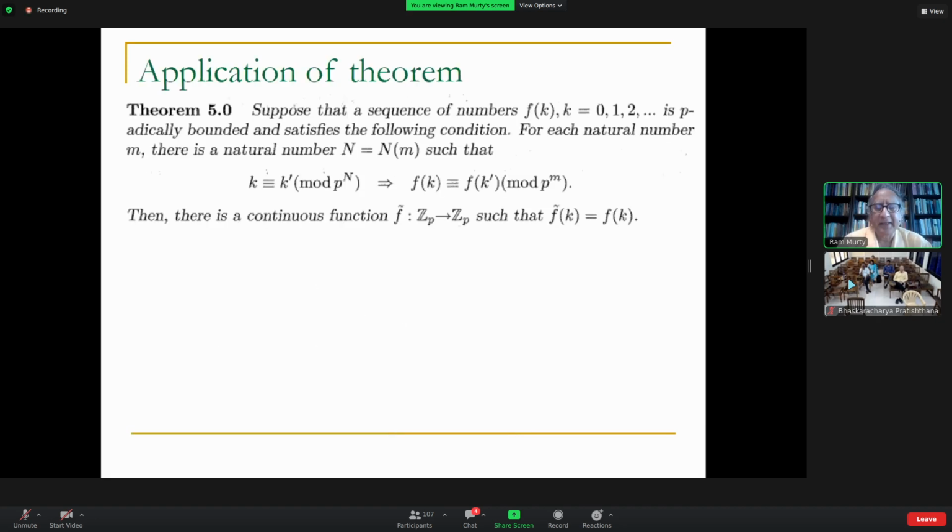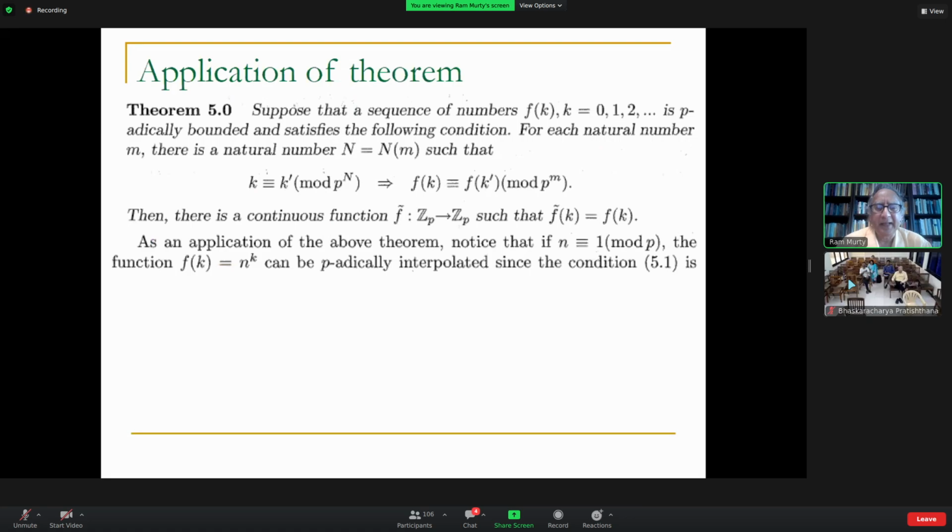So we have this interpolation theorem. As an application, let's first of all start off even with a more baby example. Try to interpolate n^k. Supposing my sequence is f(k) = n^k. Does that extend to a p-adic continuous function?